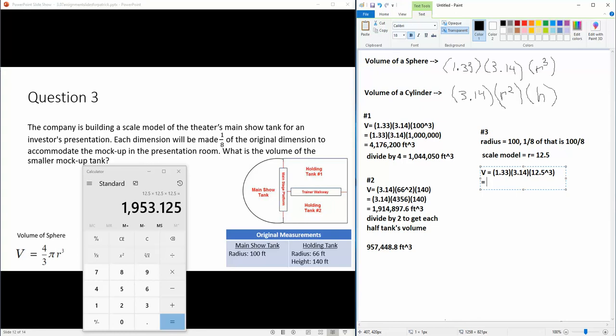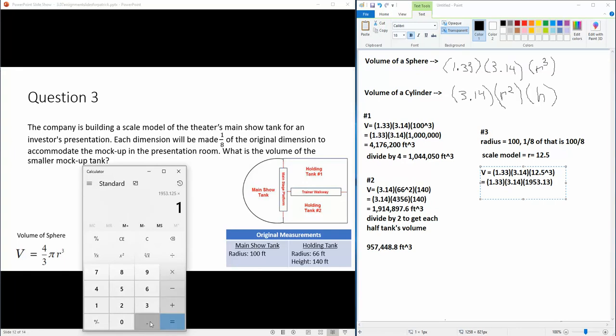If you don't round here, it's okay. It's not that long of a number, but if you want to, by all means, go for it. So we've got 1.33 times that pi, that 3.14, and now we've evaluated the radius cubed, and we got 1,953 points. I'm going to call it 13 because I've rounded up to that 1 decimal place. Once you've got that, go ahead. We get to multiply right across. So we get to go 1.33 times the 3.14.